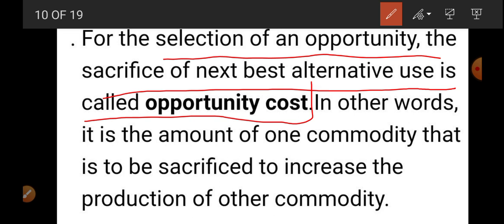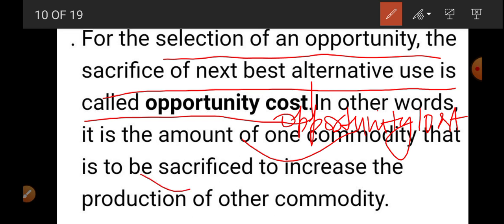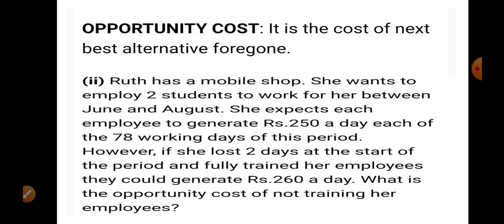And very simple, opportunity cost means opportunity lost. Whatever we are going to give up, the next second best option is the opportunity cost of the first one. It is the amount of one commodity that has to be sacrificed to increase the production of another commodity. So in one line, opportunity cost is the cost of the next best alternative foregone.